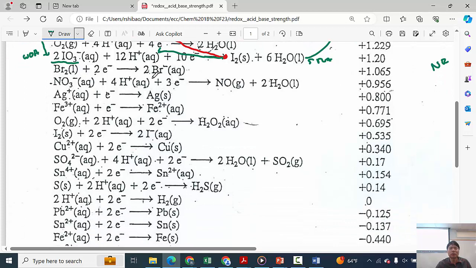How about tin 2? Tin 2 is known as a great reducing agent. It's used for a lot of different things. What will tin 2 react with?